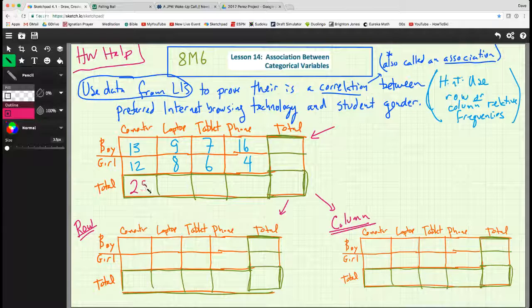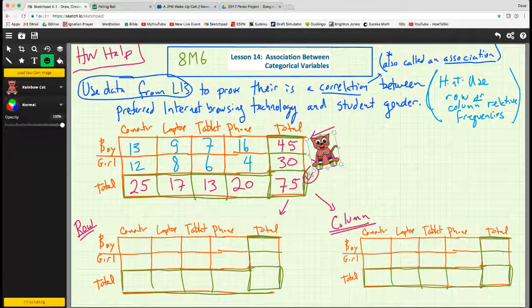Here we got 25, 17, 13, and 20. So this is 30, 50, 75. Here we have 13 and 9, 22 and 29. This is 45. And here we have 10 and 20 is 30. So it adds down to 75. So check. Let's give ourselves a happy cat if we got this chart correct.